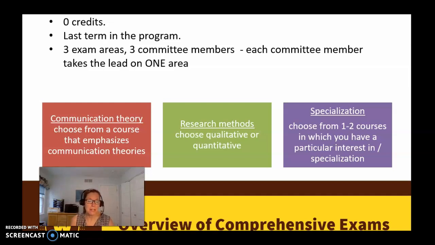So think about and consult with your advisor on who you would like to have on your committee and what particular areas each committee member will take the lead on.